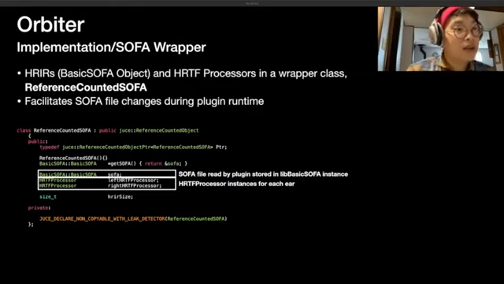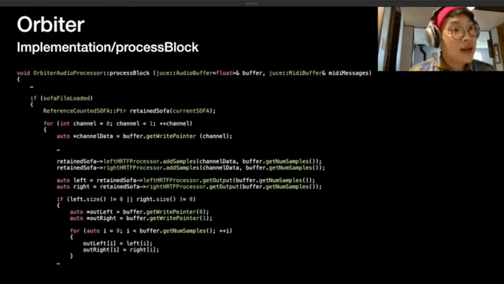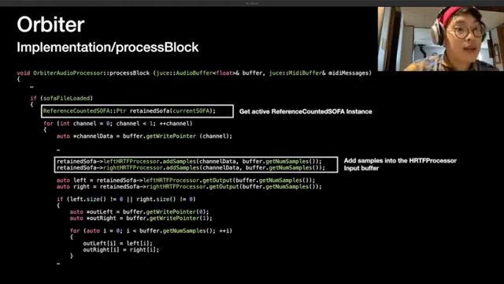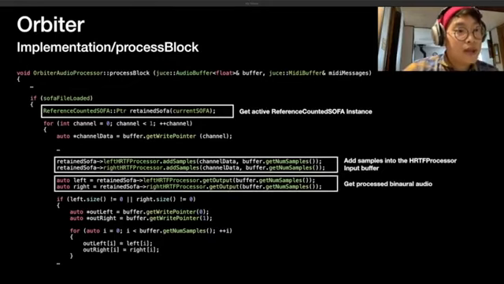And so when a new SOFA file gets read, this wrapper instance will get swapped with the current instance. Looking at the process block, in this section we take the currently active version of the wrapper class. And then here we add the samples. And these two lines here get the binaural outputs.